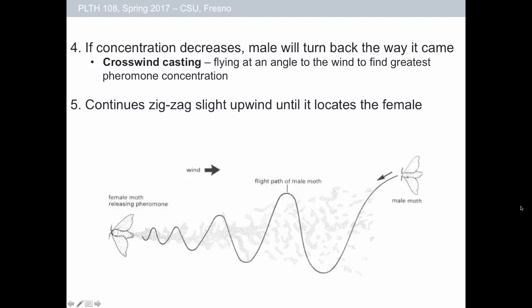And males, basically what they will do is they'll use a technique called crosswind casting, where whenever they detect a pheromone in the air, they will turn and fly towards it. So they'll turn into the most concentrated part of the plume, and they'll just keep flying straight until they hit a point where the plume starts to thin out and they can't detect it anymore. Then they'll cut back the other direction, essentially zigzagging up and down the plume until they get to a point where they actually find the female.